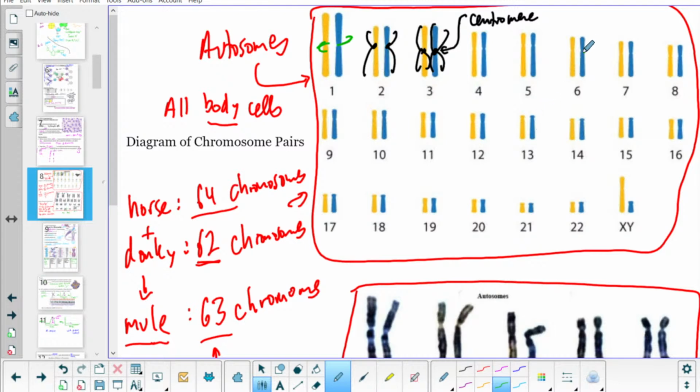Before they separate, they duplicate and then separate again. If you remember meiosis from last year, sometimes they don't separate properly, and one of them ends up with an extra copy.